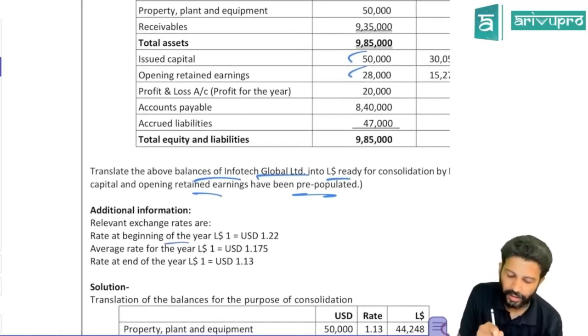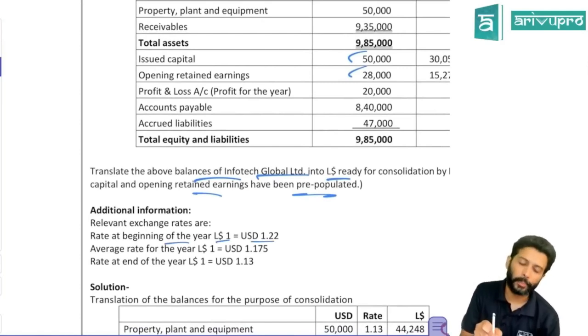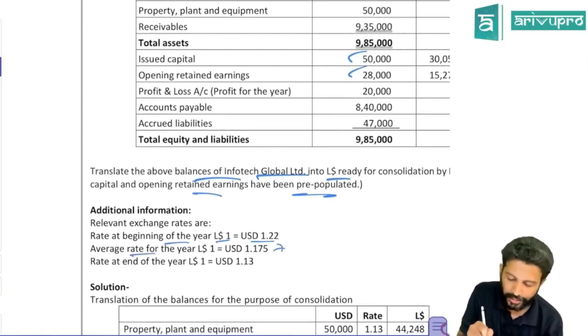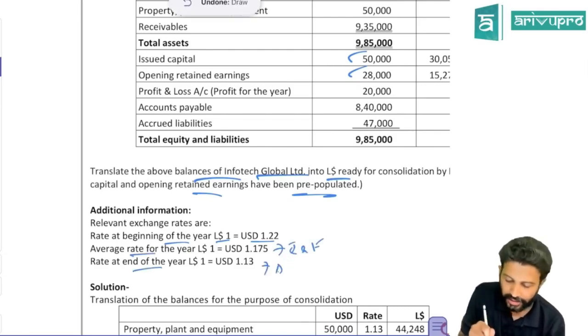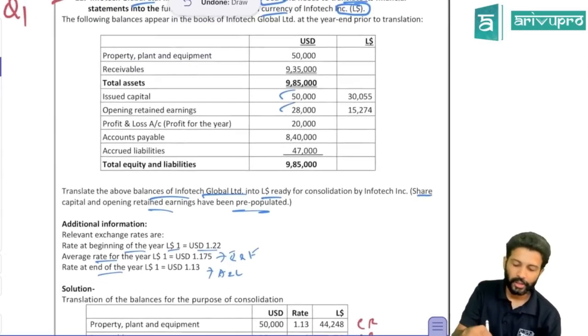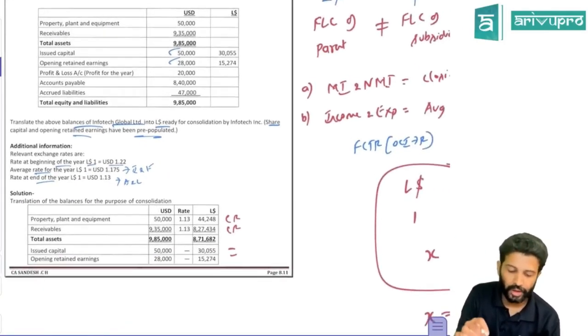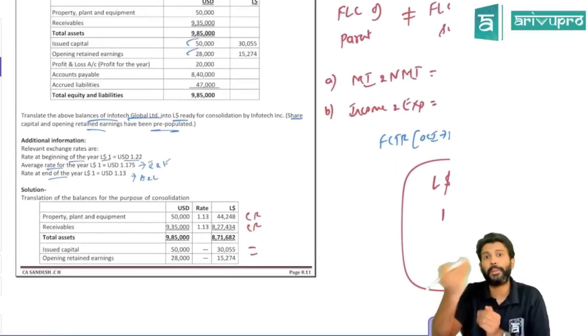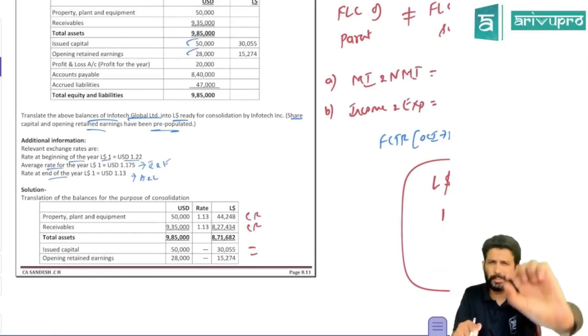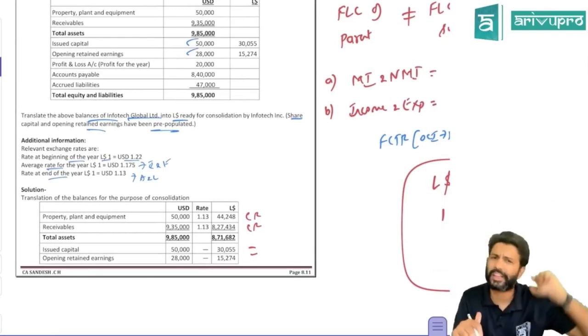The rate at the beginning of the year is 1 local dollar equal to 1.12 US dollars. Average rate is this. For income and expenses, we use the average rate. And the rate at the end of the year means closing rate, right? So for assets and liabilities, here we use the closing rate. One thing you need to be careful about here is how to do the conversion, because sometimes you have to multiply, sometimes you have to divide. So simply plug in the cross multiplication logic.